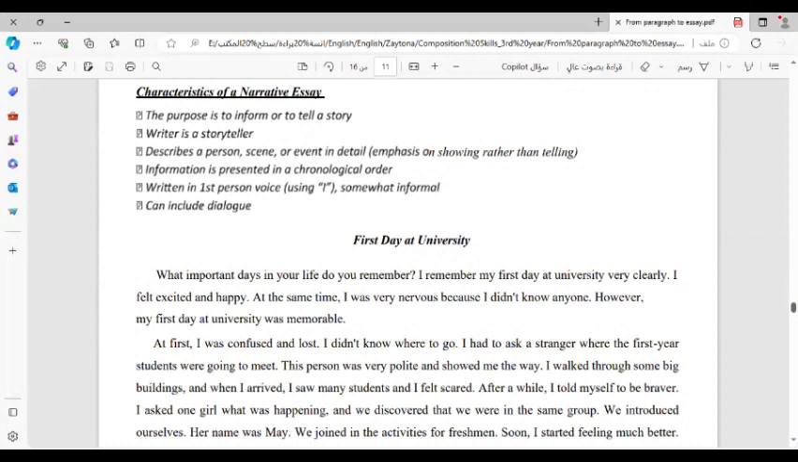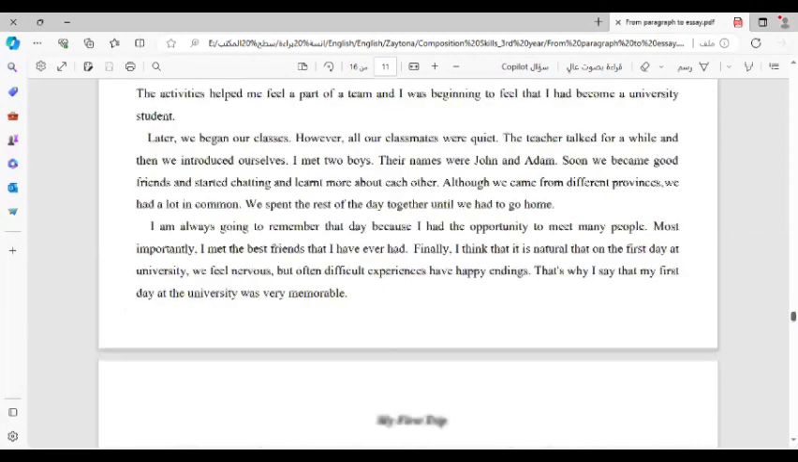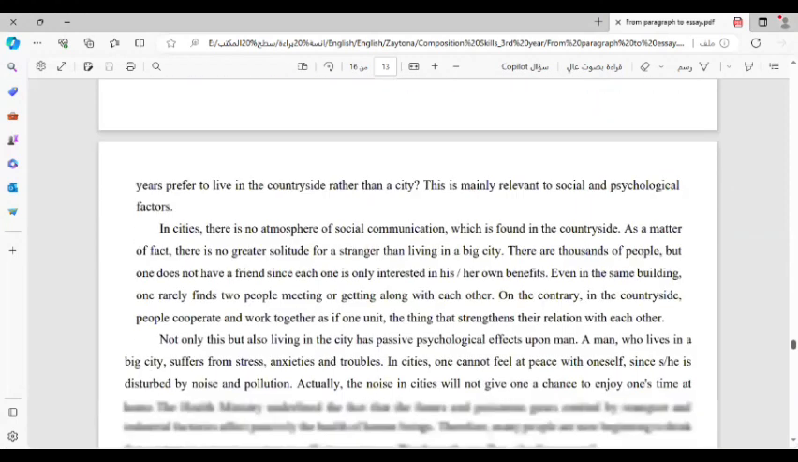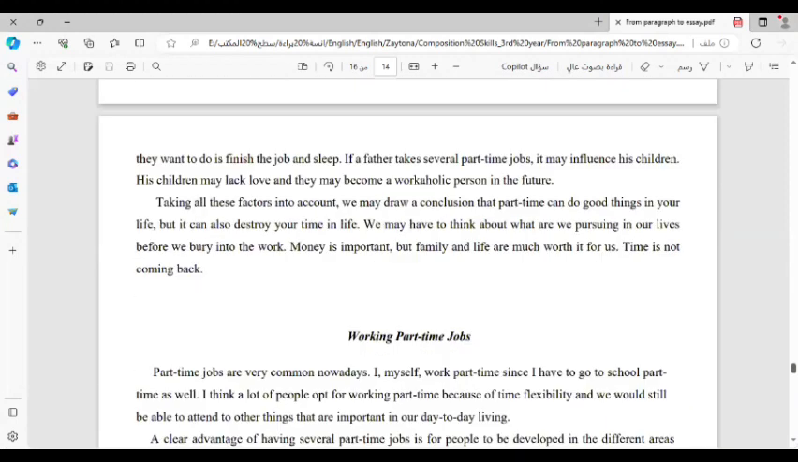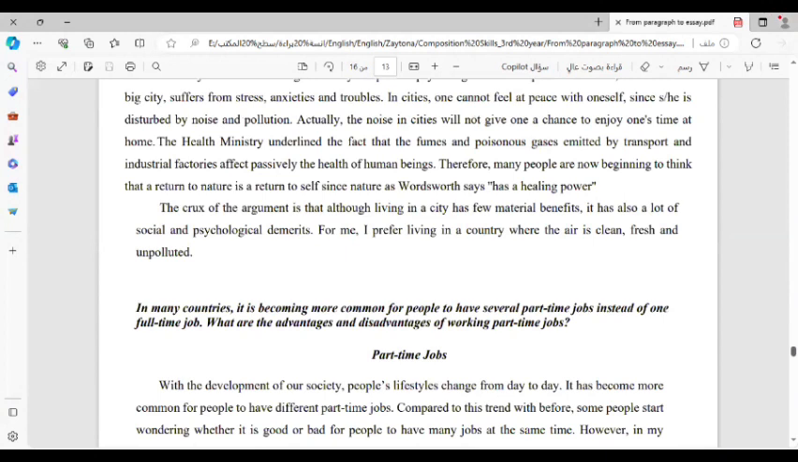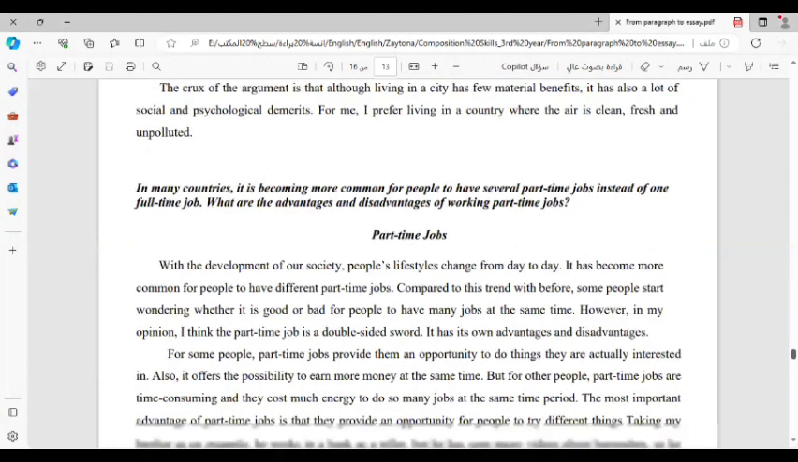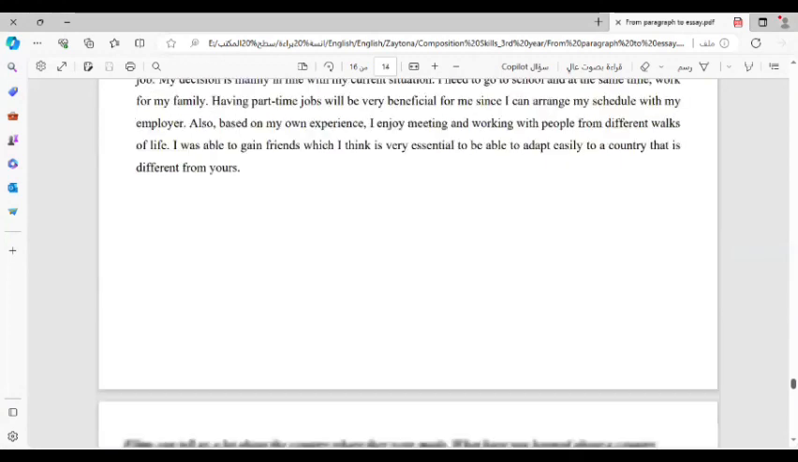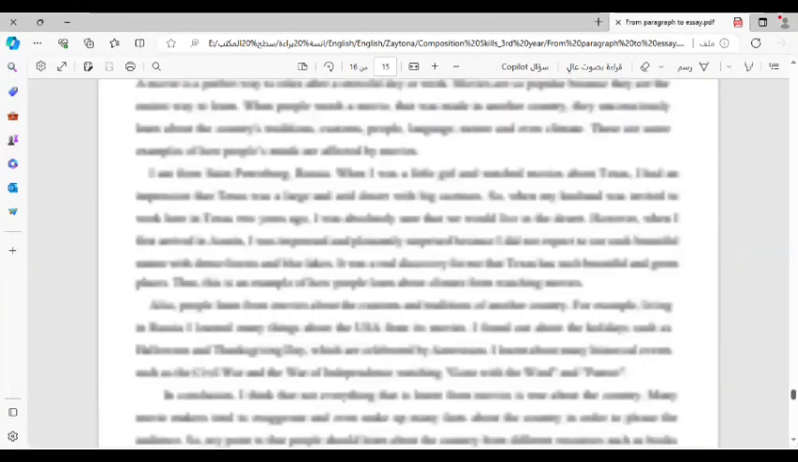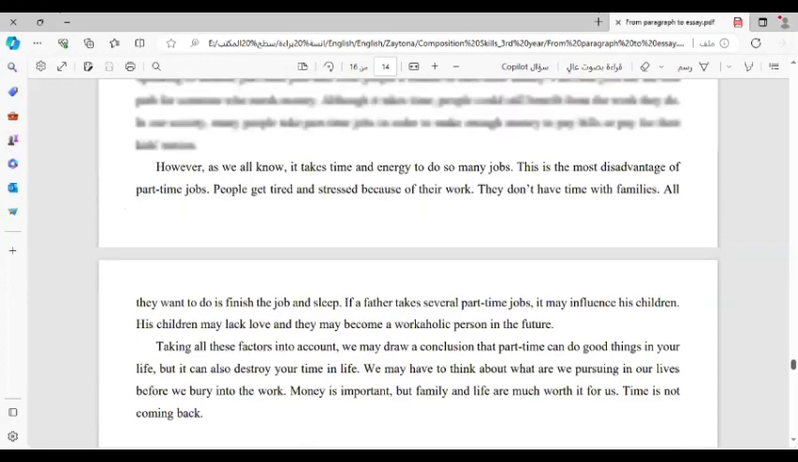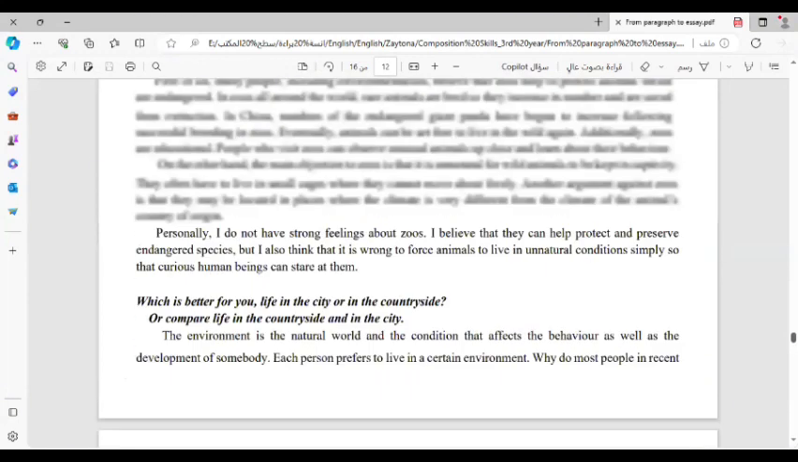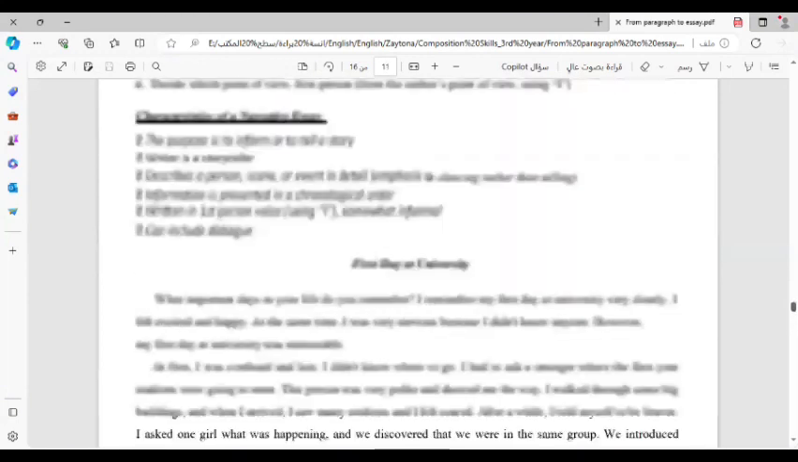So you need to read those essays. After reading each one of them, you need to write a similar one in order to practice more and to improve your writing skill. So those are for you to read, and after reading them you need to write a similar one.